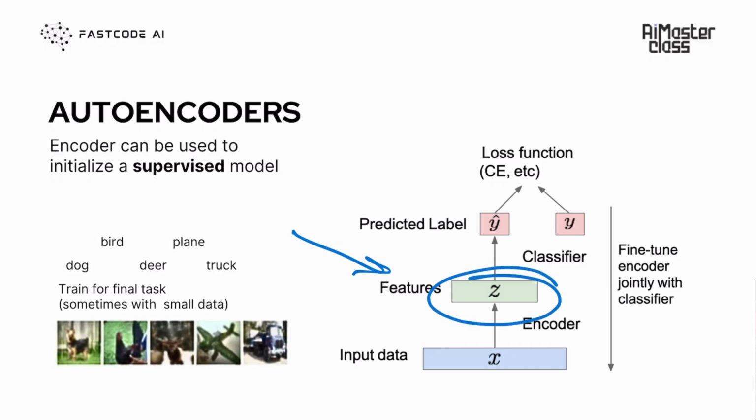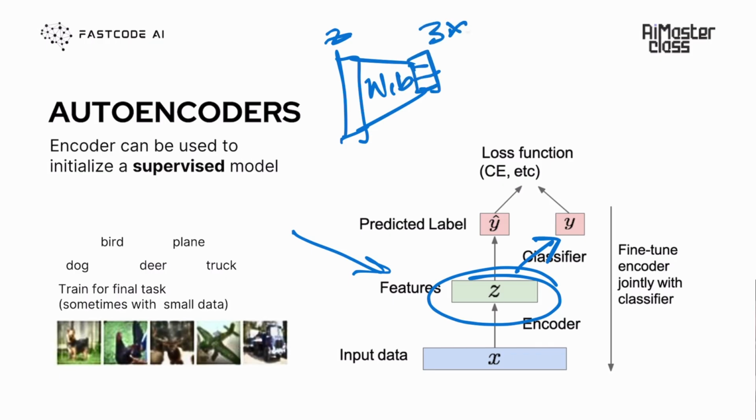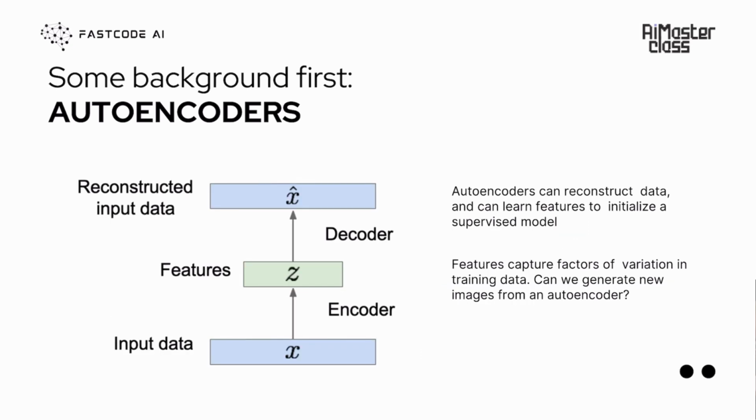And then if you remember, we said that autoencoders can also be used because you have your Z, which is what the autoencoder is giving, and on top of that you can have a really small classifier. You can take your Z and put a small weight and bias on it, like a small linear layer, and then you can have maybe your 3x1 output, which we call your classifier layer. So on top of your representation, if you're computing the output, that's your classifier layer as shown here. Autoencoders can be used to reconstruct data, can also learn features to initialize a supervised model, and features capture factors of variation in training data.